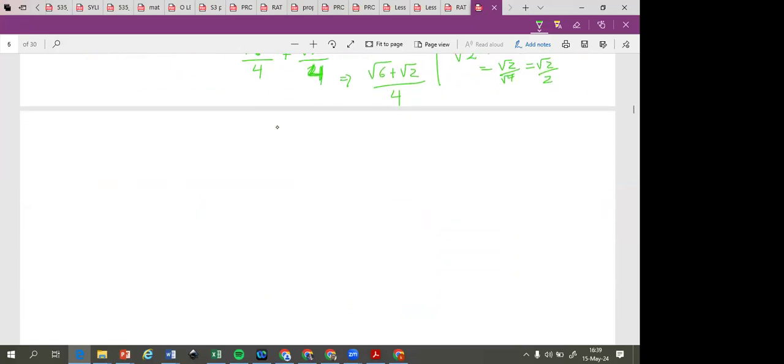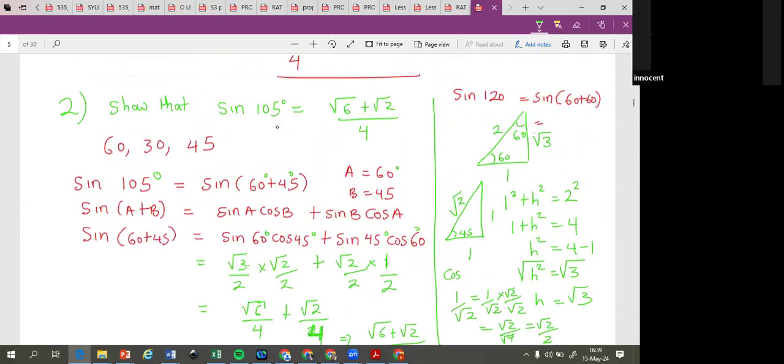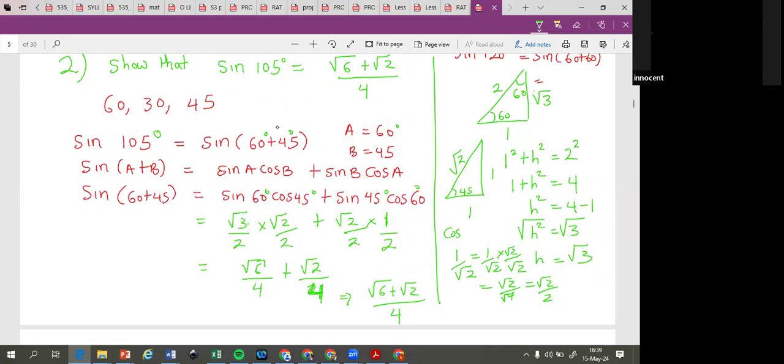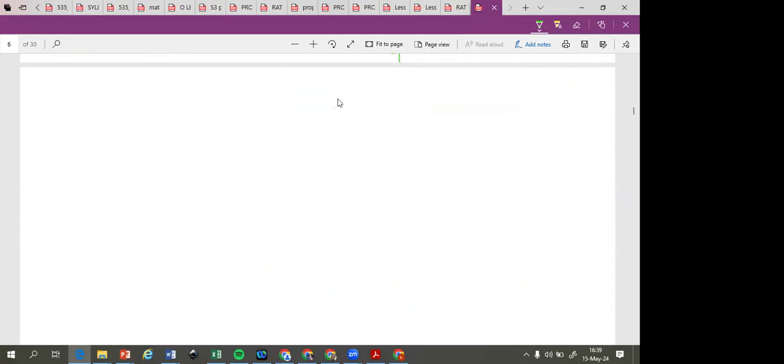Excuse me, sir. I want to know, after stating sine A plus B equals and so on, is it a must to state that let A equal 30 and let B equal 45? It's not a must, as long as you know it. Okay. We are doing another one.